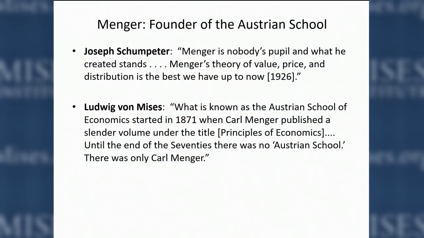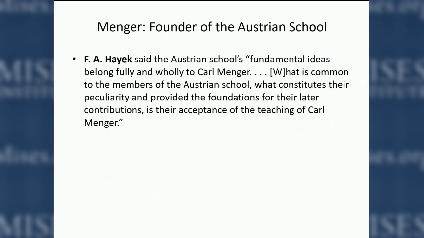I'll just read Ludwig von Mises here. He says, what is known as the Austrian School of Economics started in 1871 when Karl Menger published a slender volume under the title Principles of Economics. Until the end of the 1870s, there was no Austrian school. There was only Karl Menger. So Menger was truly the father of the Austrian school.